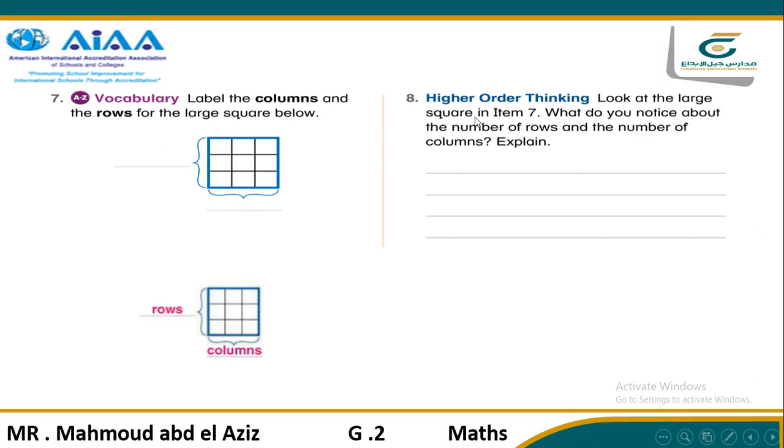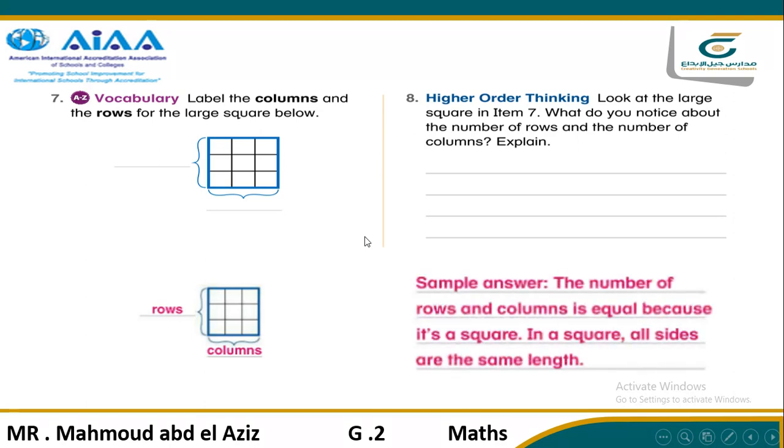Another question, look at the large square in item 7, this one. What do you notice about the number of rows and the number of columns? And explain. Look here. What is the number of rows here? Let's count them. 1, 2, 3. What is the number of columns? 1, 2, 3. They are the same. So it's what? It's a square. All sides are equal. So here, the number of rows and columns is equal because it's a square. In a square, all sides are the same length.